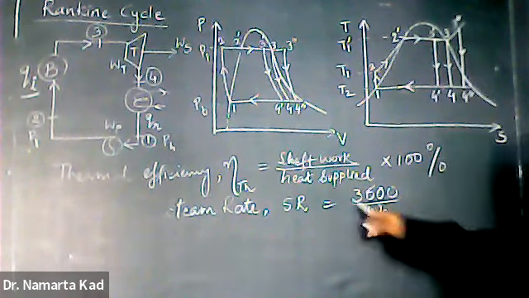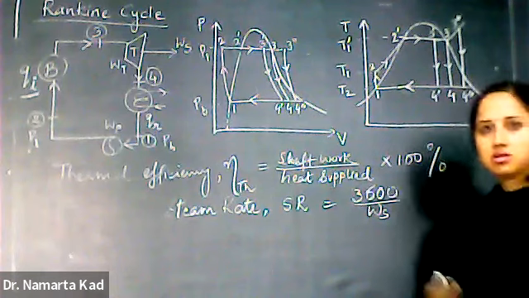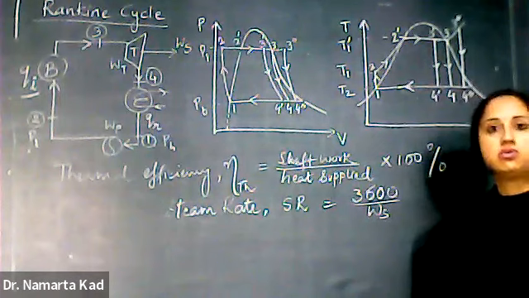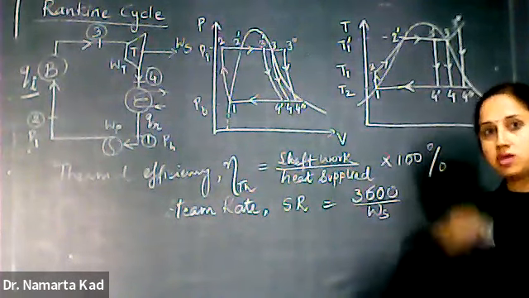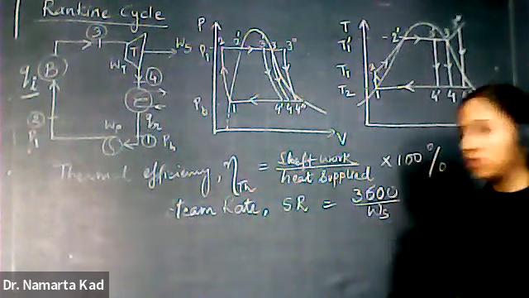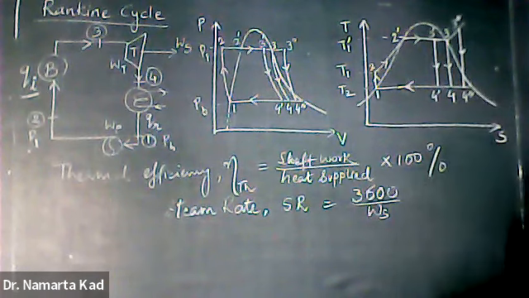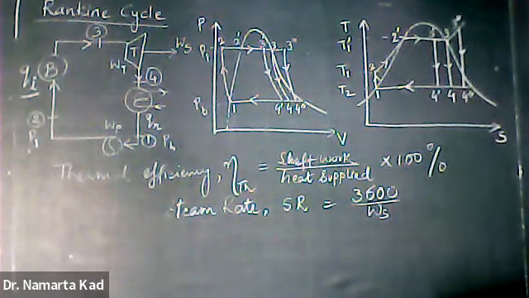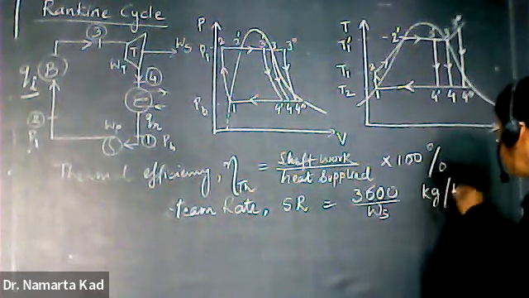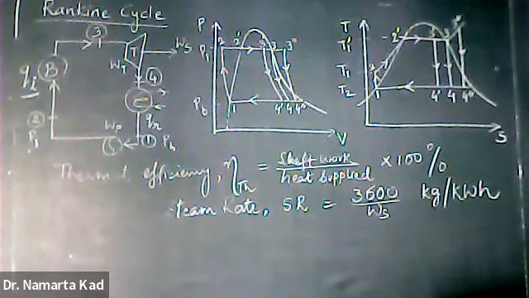Okay, so that's why we have taken the value 3600: how much steam is required for 1 kilowatt hour of work. If we want to produce 1 kilowatt hour of work, what is the steam consumption? That is given by the steam rate, 3600 divided by WS. Its units are kg per kilowatt hour.